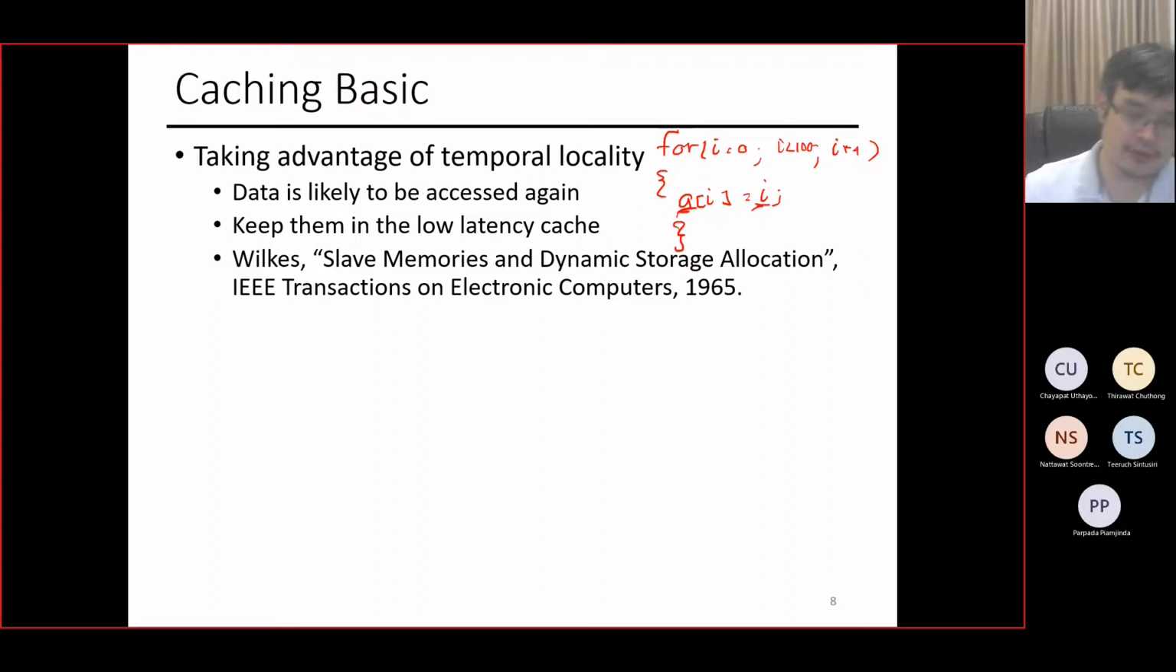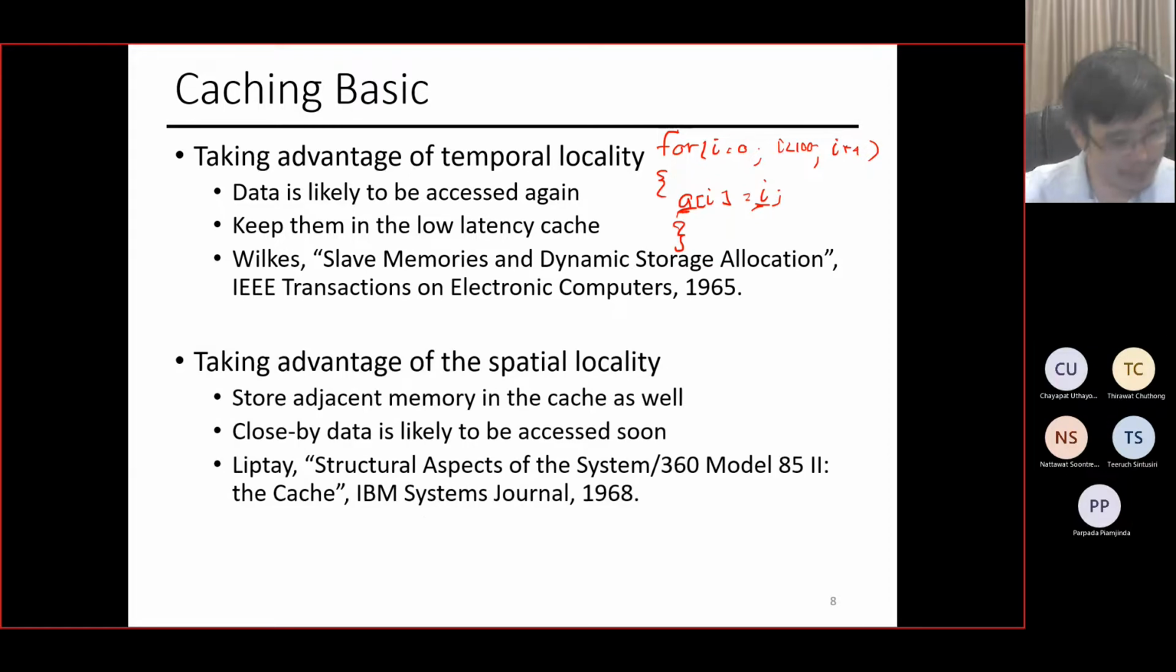The paper was introduced in 1965, and as you can see, it's a long time ago, more than 50 years ago, actually. And then modern-day caches also take advantage of spatial locality. Three years afterward, there was another paper in the IBM System Journal that looked at the same program. The first time you go into the loop, you access A0.